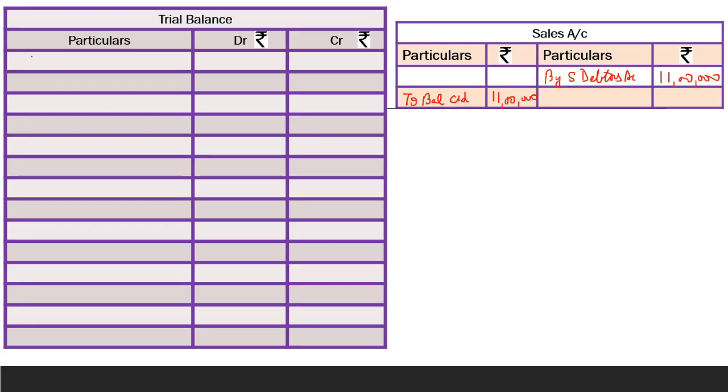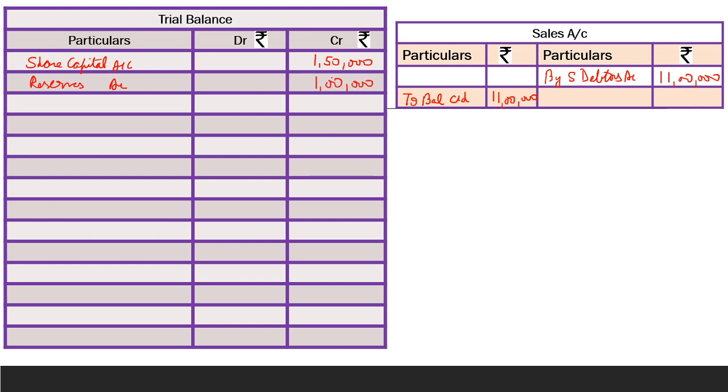So our first account is share capital account, and our balance is on the credit side 1,50,000. Our next account is reserves, and reserves also has a credit balance of 1 lakh rupees.